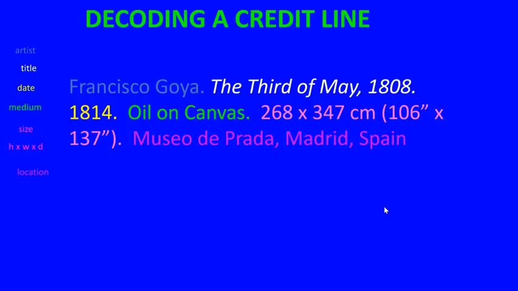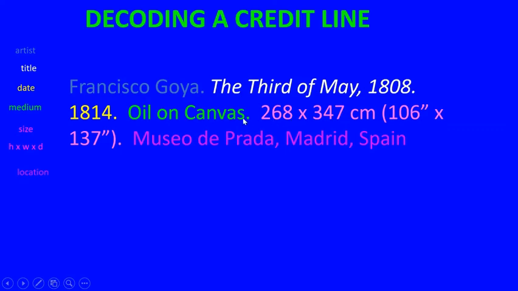All right, and a final thing I want to talk about is, in books that we'll look at, and when you go online, how to decode the credit line. So, the first bit of information a credit line tells you is the artist name. So the picture that we were just dissecting, that artist name was Francisco Goya. And then The 3rd of May would be the title of the artwork. And 1814 would be the date that the artwork was made. And oil on canvas is the medium of the artwork.